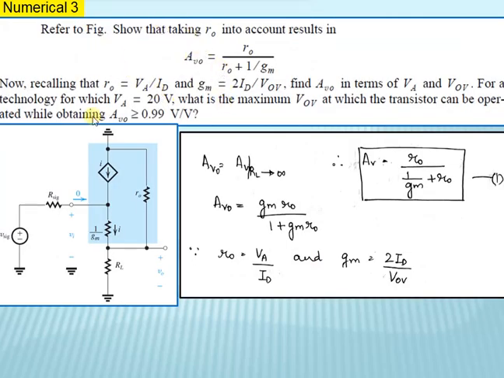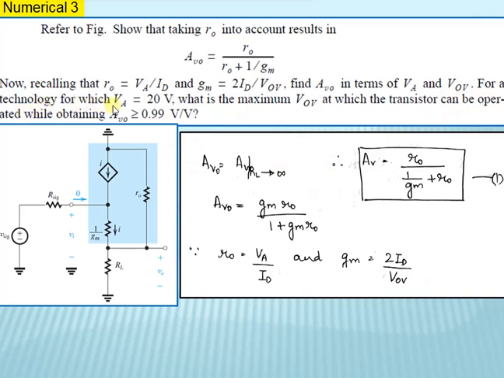Coming to the third numerical. The third numerical says that referring to the T model of the common drain amplifier, show that by taking R0 into account will give you a value of open loop circuit gain to be equal to so much. And we have to also recall that R0 is equal to VA by ID and GM is equal to 2ID by VOV. We need to find out the value of AV0 in terms of VA and VOV.